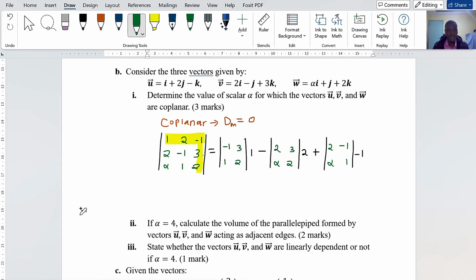This is 2, -1, alpha, 1. The other one was 2, 3, alpha, 2. Then the other one is -1, 3, and then 1, 2. Correct.